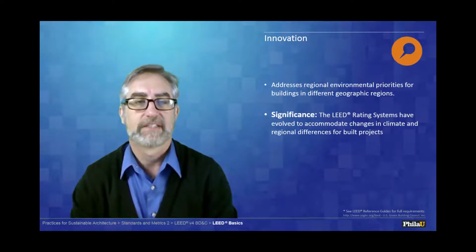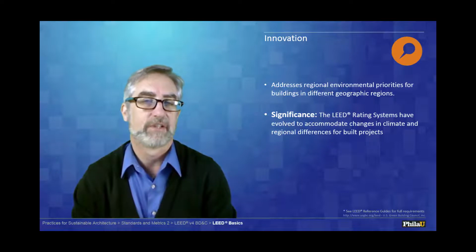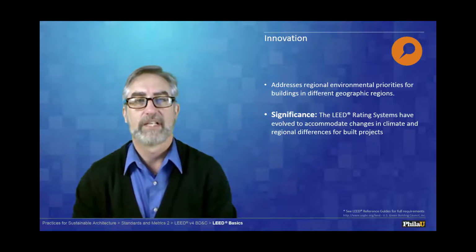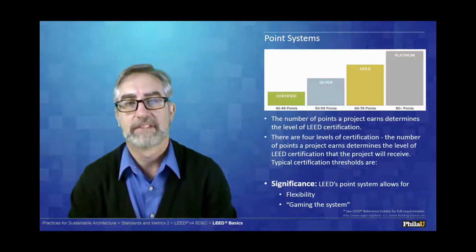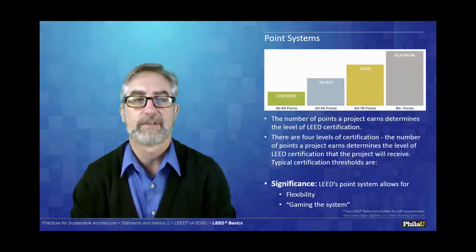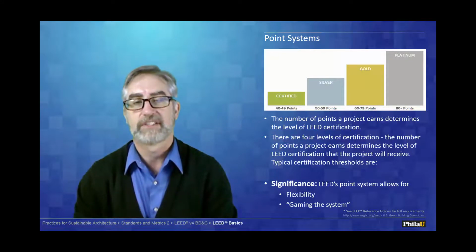The significance here is that, and here we have the regional points, which has to do with LEED beginning to acknowledge the differences in climate. Now, there's our point system here. So what we have is the number of points can determine the certification, 4 levels of certification.